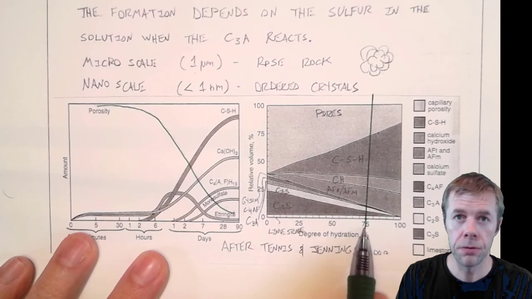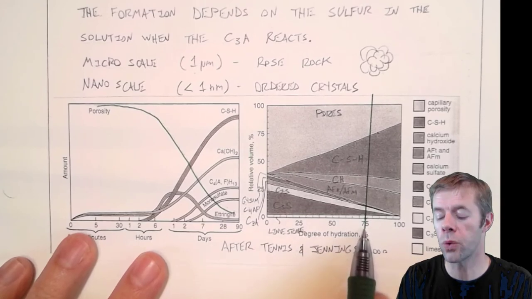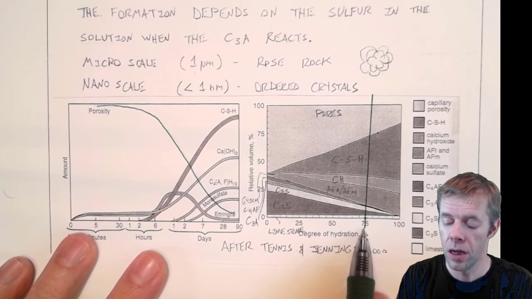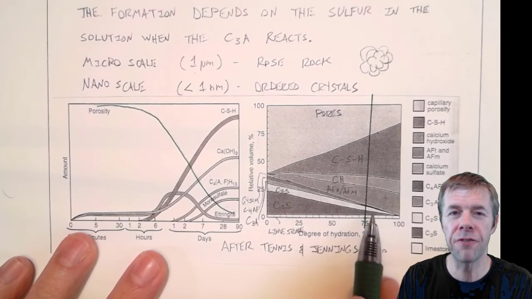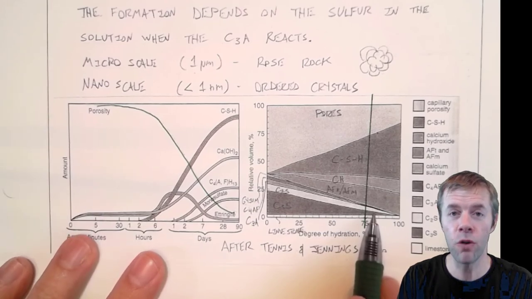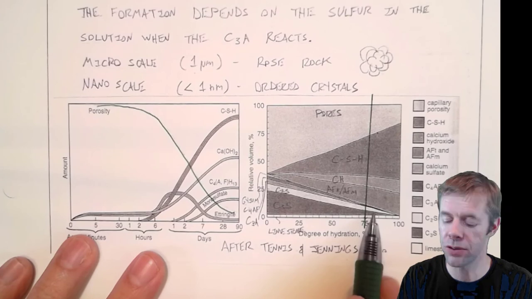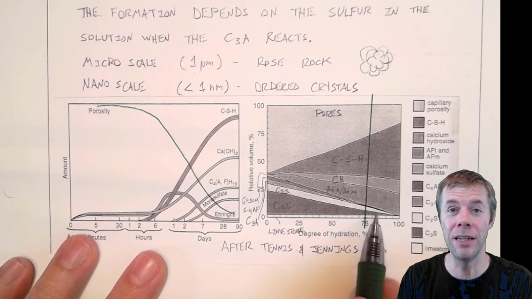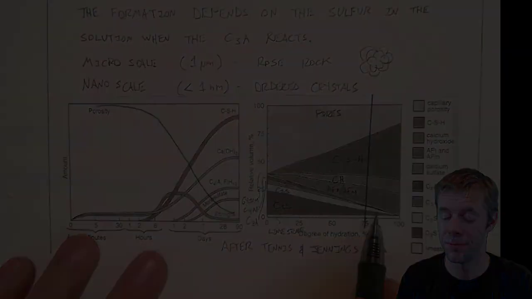Now notice, at 75% hydration, this is where I said most people hope to get to. Notice that there's still leftover C3S and C2S. Yeah, that's right. They're still floating around inside of our hydrated cement paste. It's not like everything reacts. Some of the stuff that we put in that we want to react, it doesn't make it. There's not much we can do about it either.